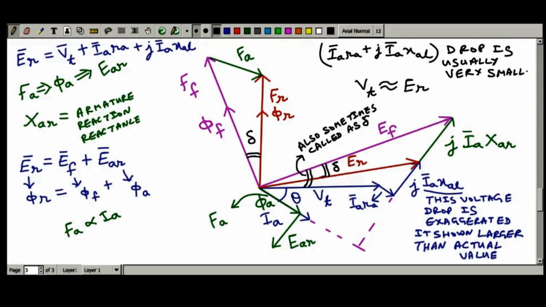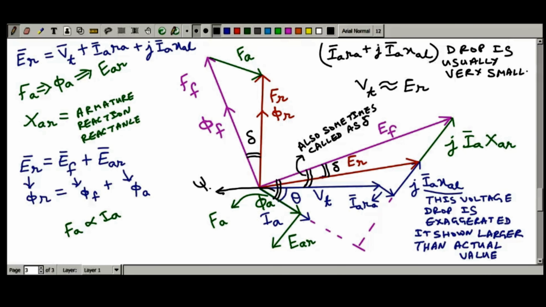Now the angle between EF and IA, that means this particular angle which I am showing here, is known by the name of psi. Psi is known as the internal power factor angle. So this is actually the general phasor diagram for a round rotor synchronous generator.